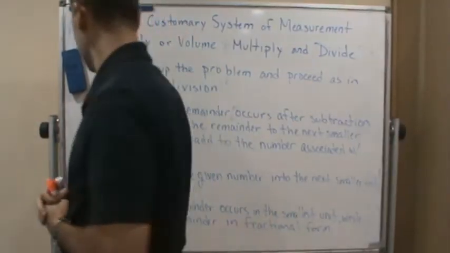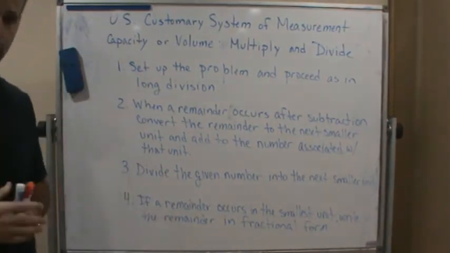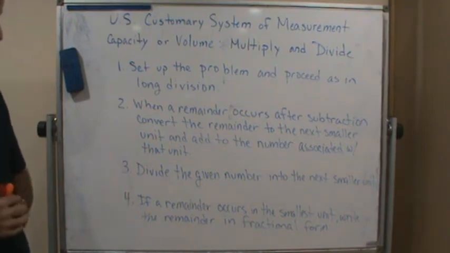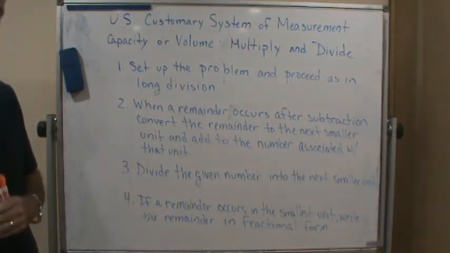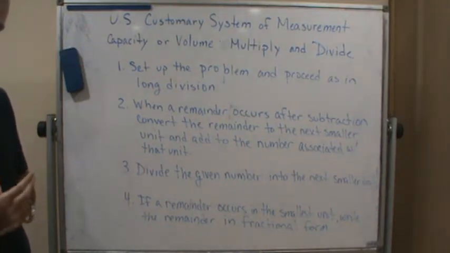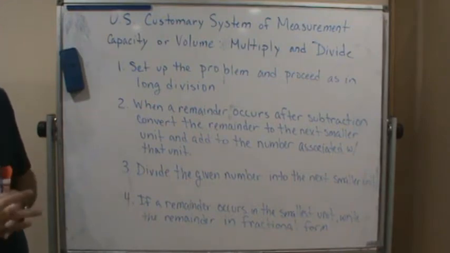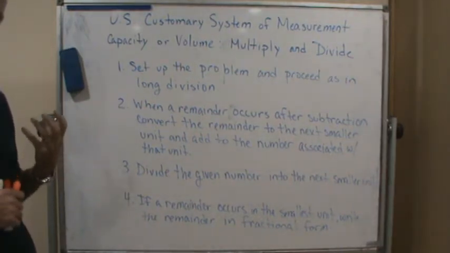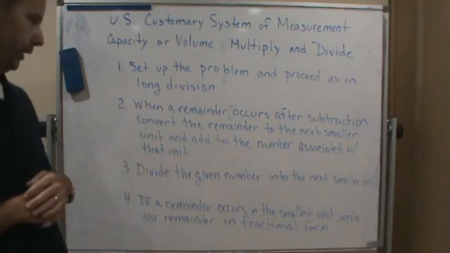So the first thing that we do is we're going to set up the process that we normally do with long division. Okay, so we're going to proceed with long division, and then what happens is when we do a unit, starting with the larger one, and if we get a remainder, then we're going to convert that remainder amount into the next smaller unit.